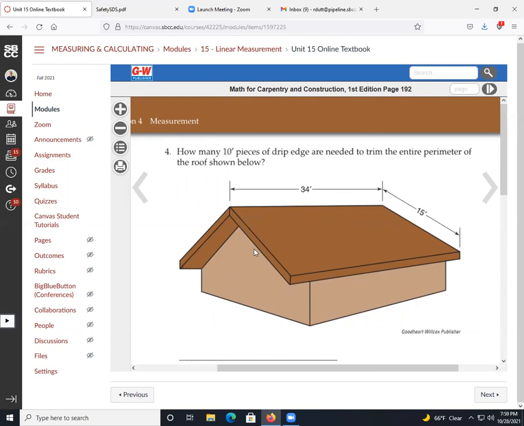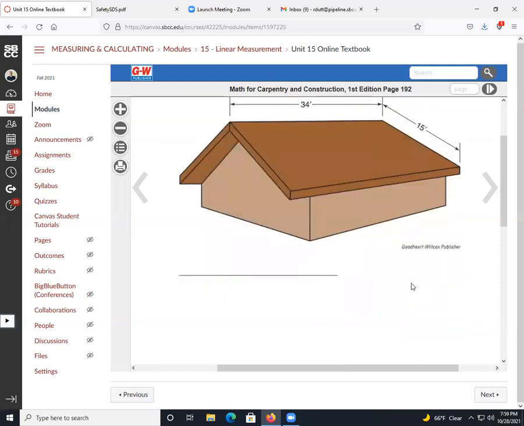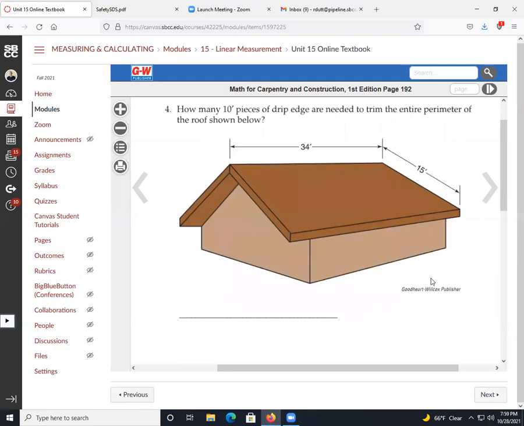So 15 and 15 is 30. And then the 34, this run here is 34. 34 and 30 is 64. We're not using the ridge, and it would be exact same on the other side. So it's 128 lineal feet divided by 10 is 12 and 8 left over. So you better get 13 sticks, right? Mm-hmm.